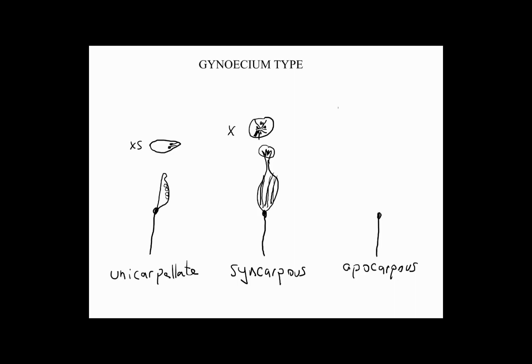So let's draw this if we can. I'll draw one of these like we did before. I'll draw another one like this. And what we've got here, okay, that's enough. I can't draw anymore. They won't fit. This is an apocarpous gynoecium.